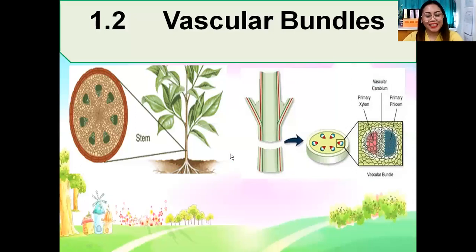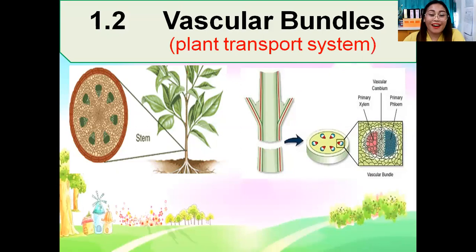So our lesson for today is about vascular bundles. What do you think is vascular bundles? Maybe you're right. Maybe you didn't know the answer. Vascular bundles are the plant transport system. Yes, correct. The plant transport system. Not car, not motorcycles, not airplanes. Vascular bundles are the plant transport system.